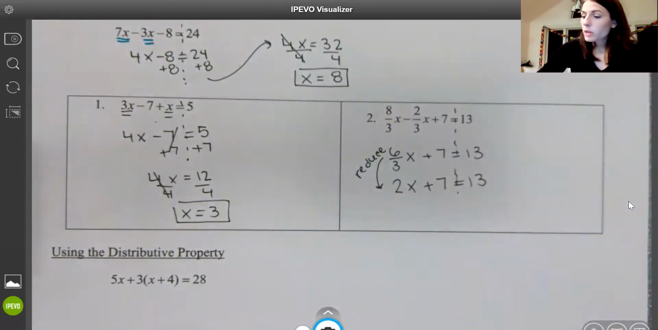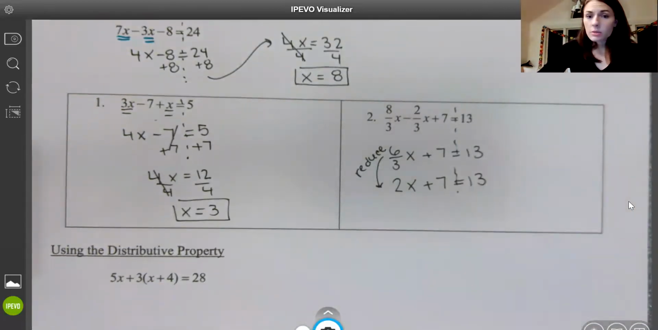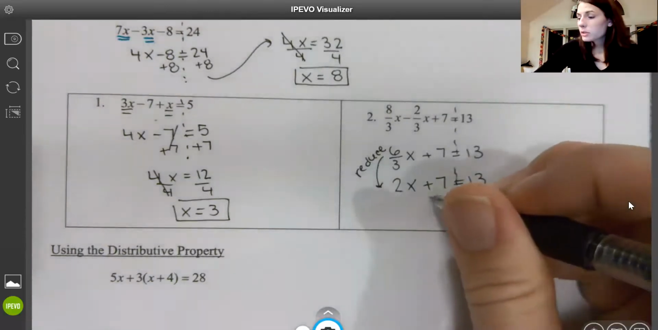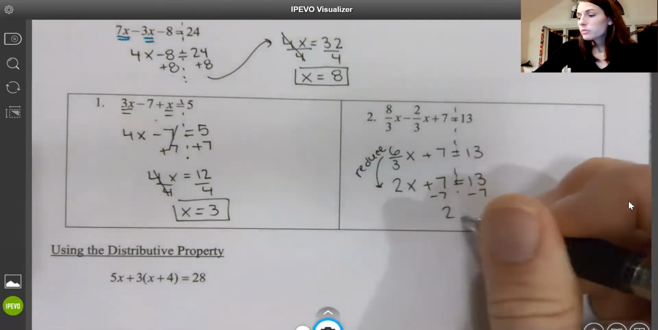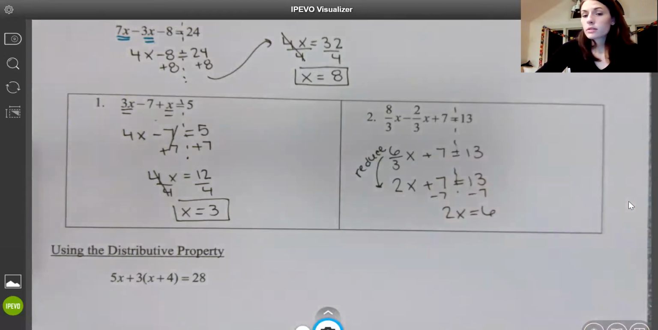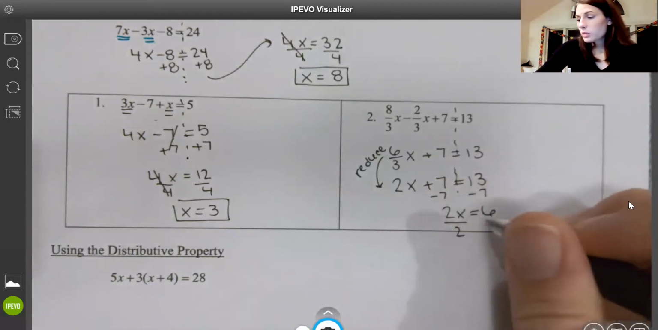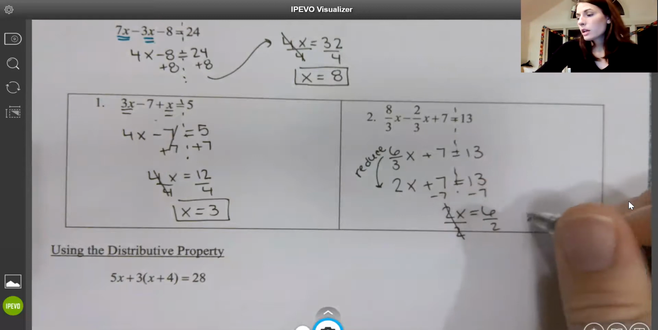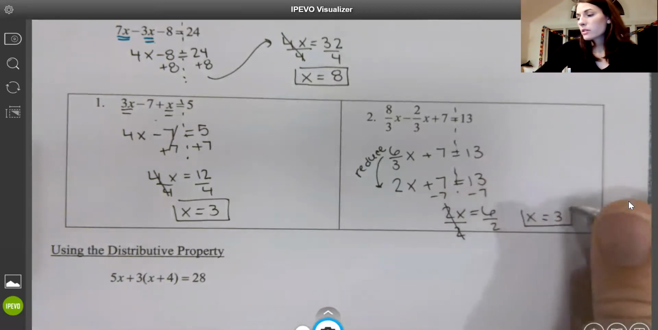And now I'm at my variables on one side, so I'm good to go. I'm going to subtract 7. And that gives me 2x equals 6. And I divide by 2. And I get x equals 3 for my final answer.